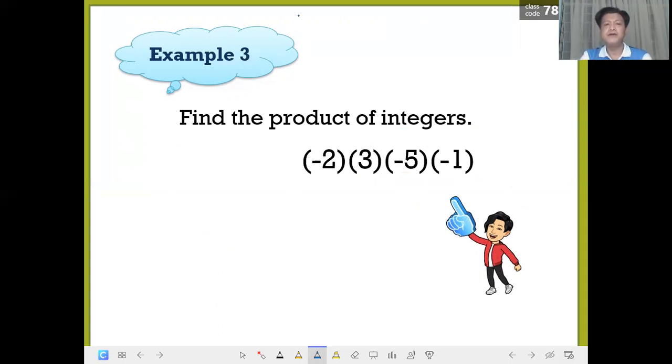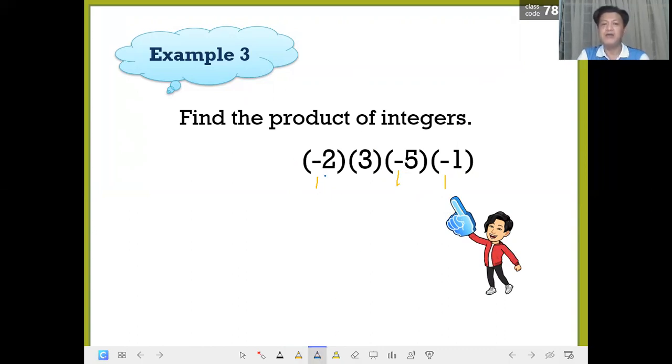Okay, next, number 3. Okay, so find the product of the integers negative 2 times 3 times negative 5 times negative 1. So kung papapansin natin, wala siyang kasamang zeros. So ibig sabihin, i-apply pa rin natin dyan yung odd-even rule. Okay, bilangin natin yung kanyang negative. Negative 1, 2, 3. Diba? 3. Ibig sabihin, odd yun, not divisible by 2. Ibig sabihin, ang magiging product sign of these integers is negative. Tsaka natin i-multiply.